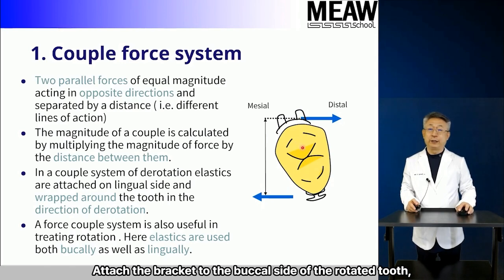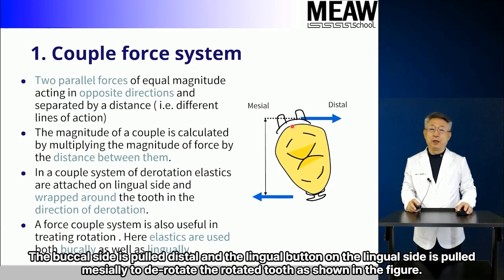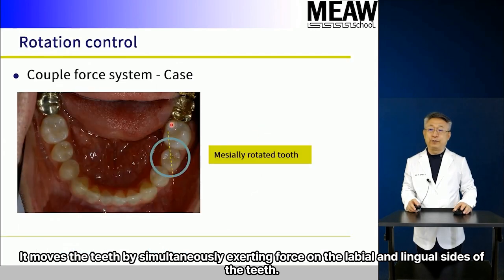Attach the bracket to the buccal side of the rotated tooth and attach the lingual button to the palatal side, and then pull them in different directions. The buccal side is pulled distally, and the lingual button on the lingual side is pulled mesially to derotate the rotated tooth as shown in the figure. It moves the teeth by simultaneously exerting force on the buccal and lingual sides of the teeth.